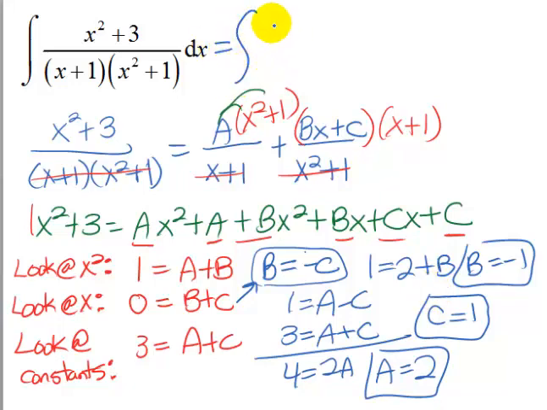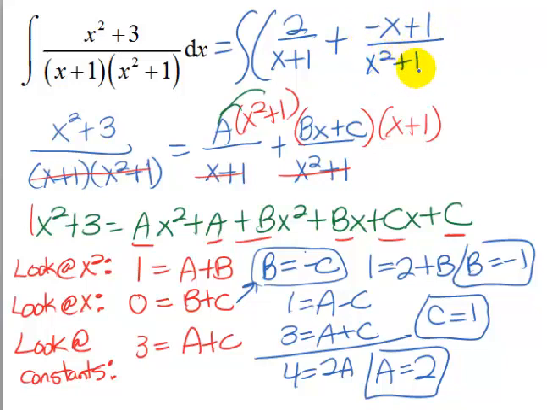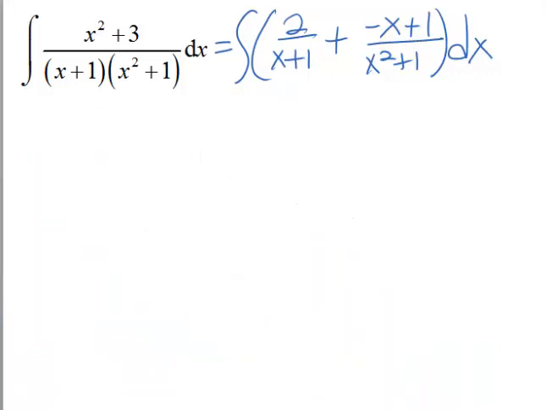Alright, then this integral can be split up into, A was 2, so 2 over x plus 1, plus B was negative 1, so negative x, C was 1, plus 1 over x squared plus 1 dx. So now that we have this split up, we are ready to see what we can do to integrate. So I'm going to go ahead and get rid of our work for our partial fractions, so we've got room to do the integration.